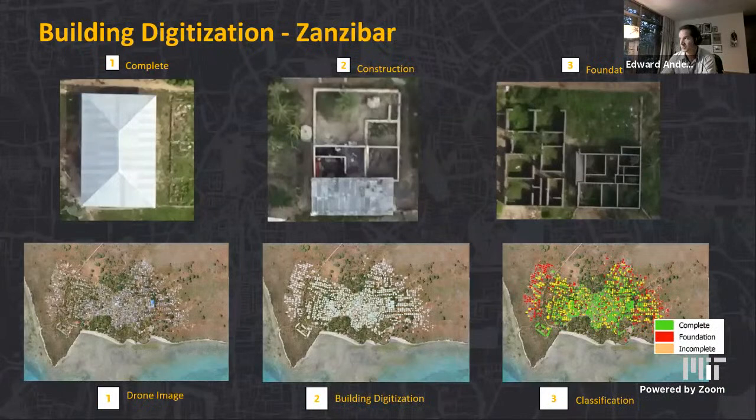So what you see with the drone image that's great is it allows you to not only identify buildings, but really classify the kind of structure.